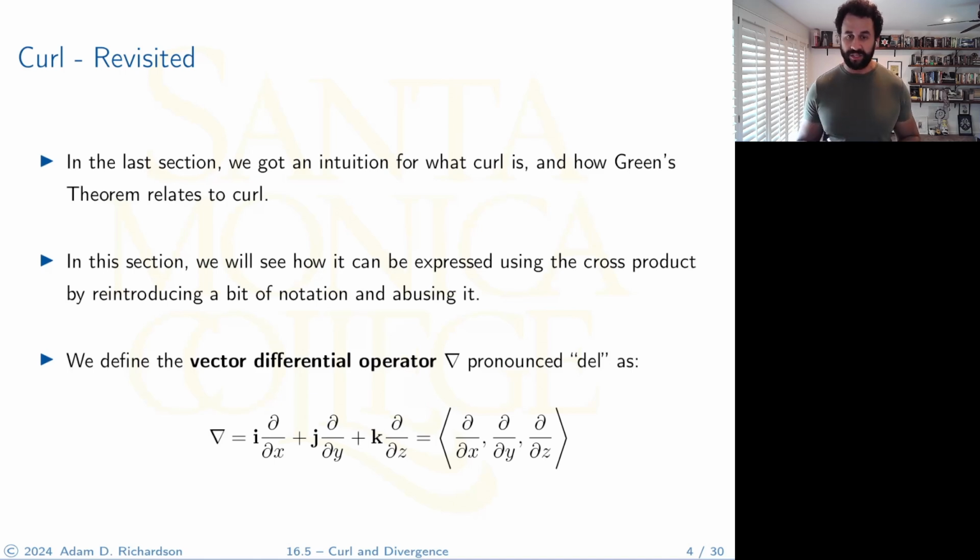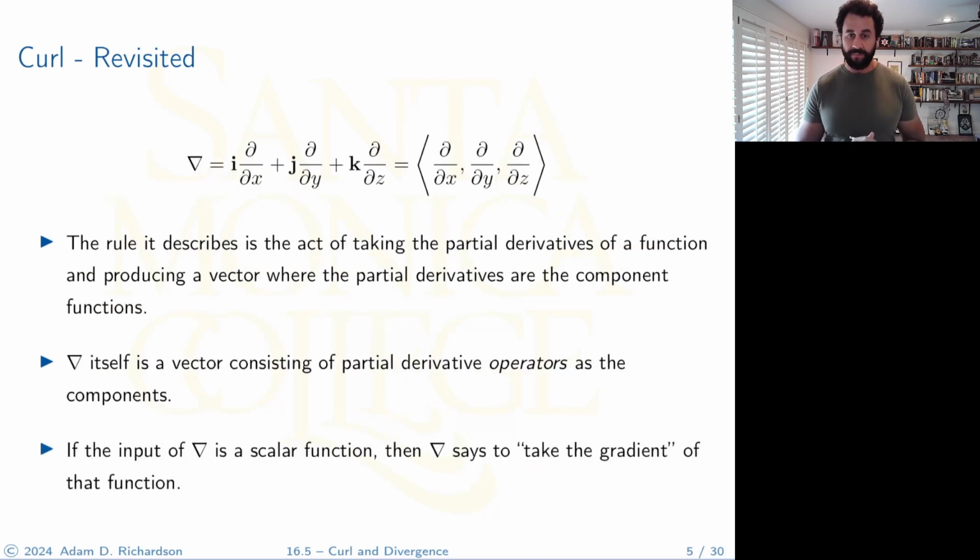First thing we're going to do is define the vector differential operator given by this symbol and pronounced as del. And it is quite literally just a vector of this. So it's a vector that consists of the partial differential operators with respect to x, y, and z. So what this operator is describing is the act of taking partial derivatives of a function and producing a vector where the partial derivatives are the component functions.